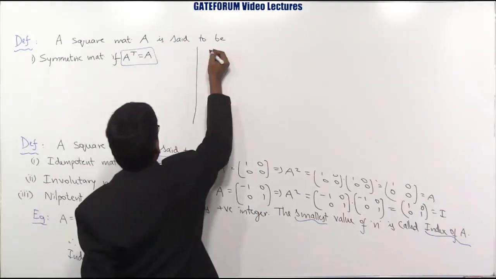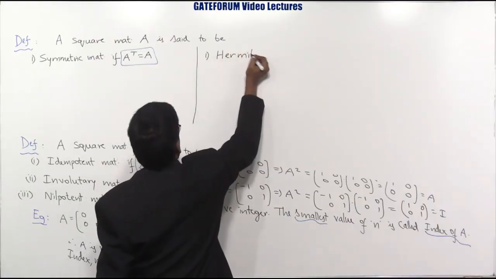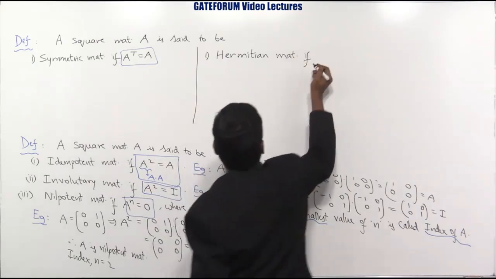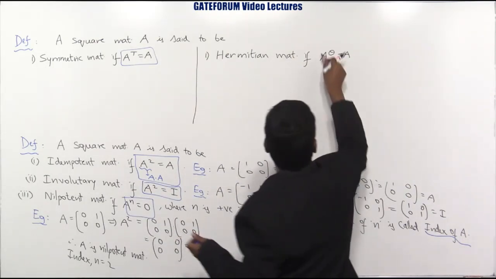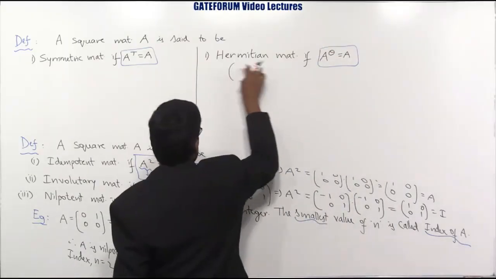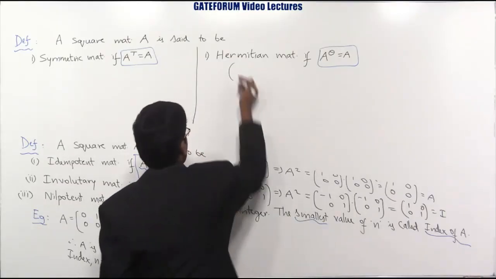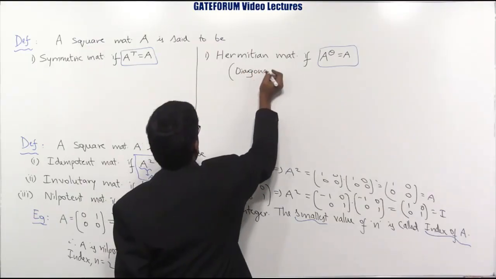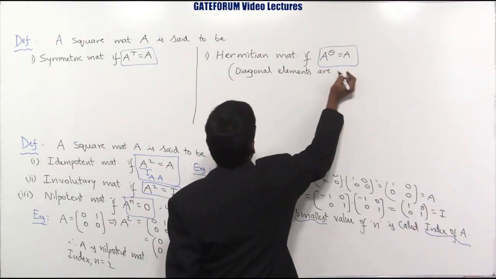Side by side matrices. In this, number 1, Hermitian matrix if A power theta is equal to A. You know that A power theta means A conjugate and then transpose. One condition to remember to easily say that one of the options is a Hermitian matrix if they ask: diagonal elements must be real numbers.